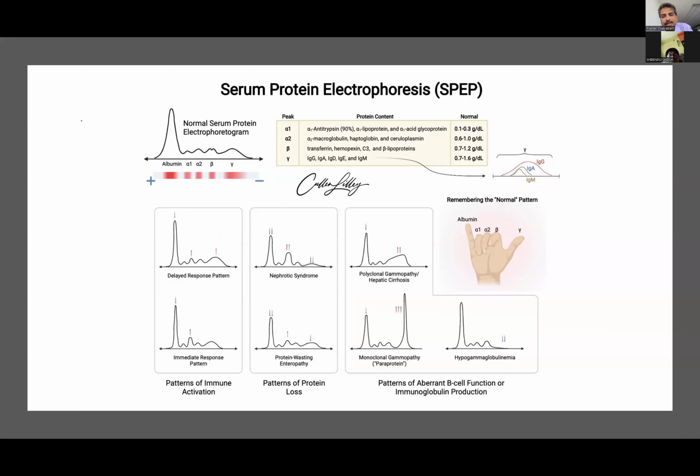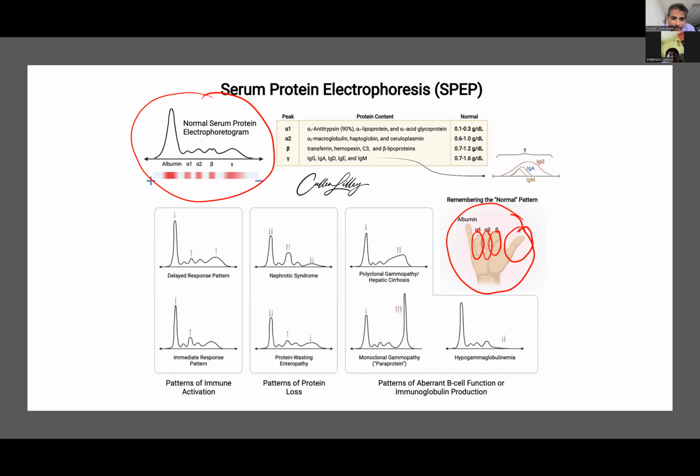Serum protein electrophoresis is an age-old methodology, and just like hemoglobin electrophoresis, we pass electric current, and depending on their charge and their molecule, you get this type of pattern. If you want to remember it, you just hold your hand like this. The little finger is albumin, then you have alpha 1, alpha 2, beta. These are small. And then the thumb is like gamma. So this is the normal pattern.